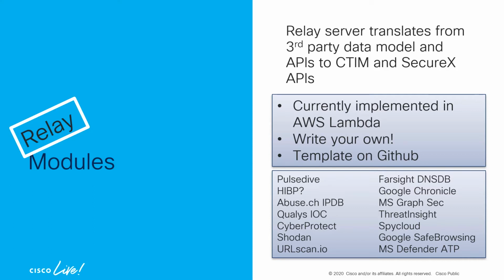These are all third-party information sources that you can tie in to threat response by using the relay module code that's already available for you to download on GitHub. This is a very new feature. We're going to be publishing a lot more information about this in the coming months, but I wanted to give you a heads up, and you can look at the resources that I'm going to be providing at the end of this segment to find out where you can learn more about that now and in the near future.